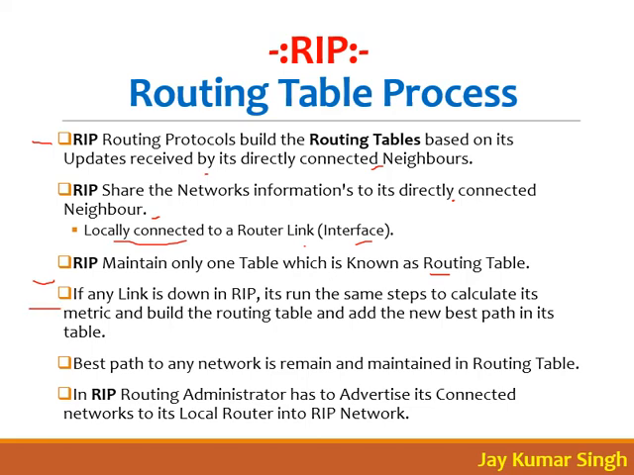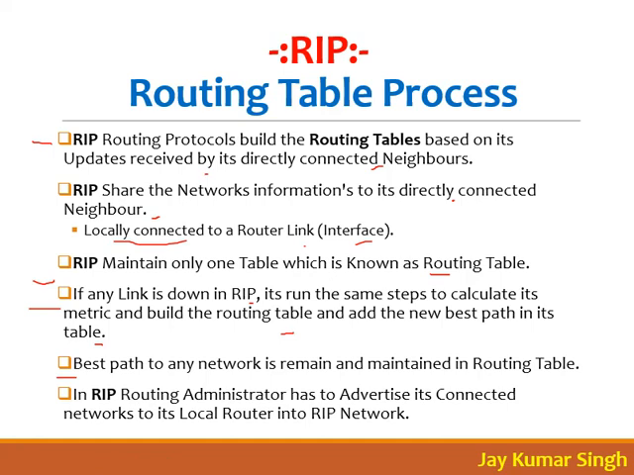If any link is down in RIP, it runs the same steps to calculate its metric, builds a routing table and adds new best routes after the updates are received from the neighbor. Because if there is any link down, it will update its neighbor that the link is down. Then it will say, you want to reach this destination, use this path. The best path to any network is maintained in the routing table.